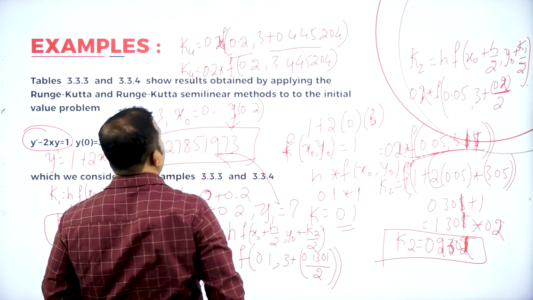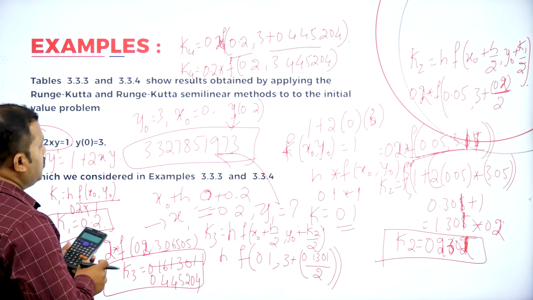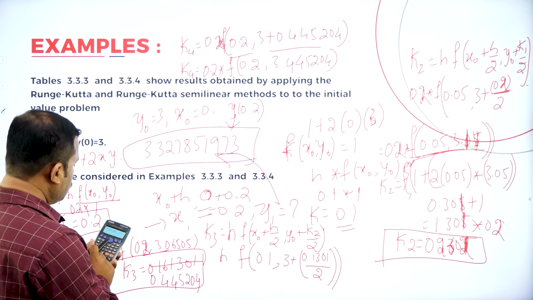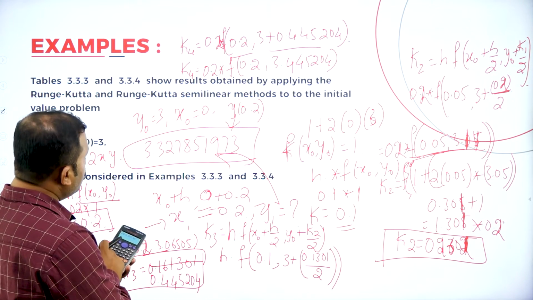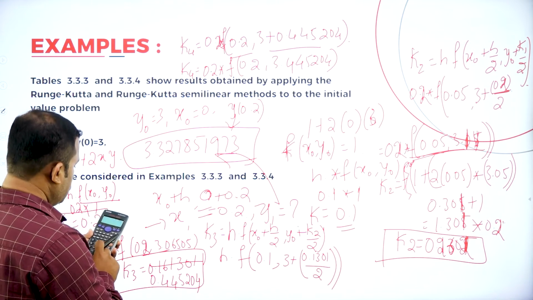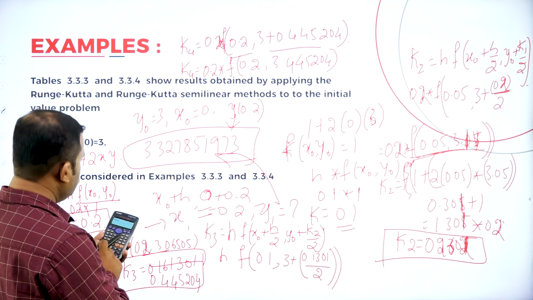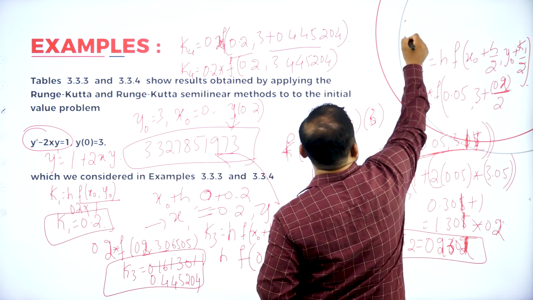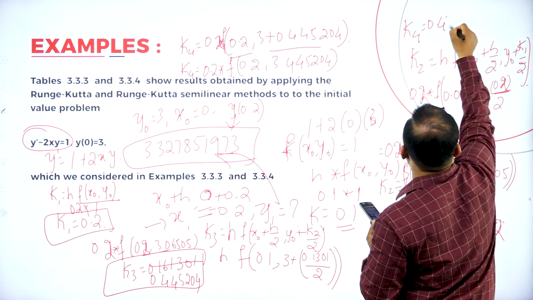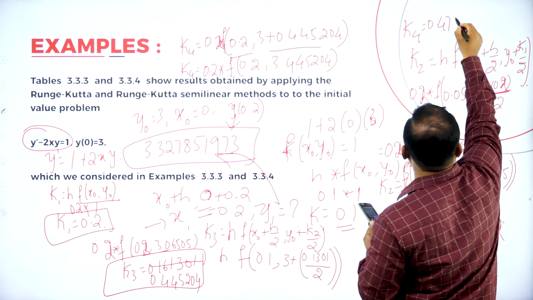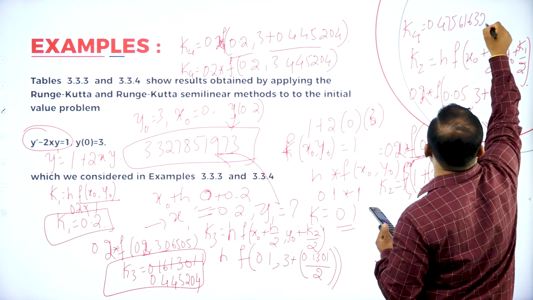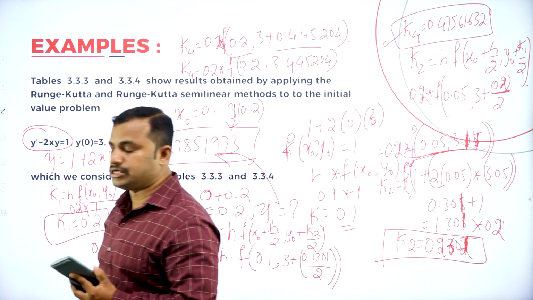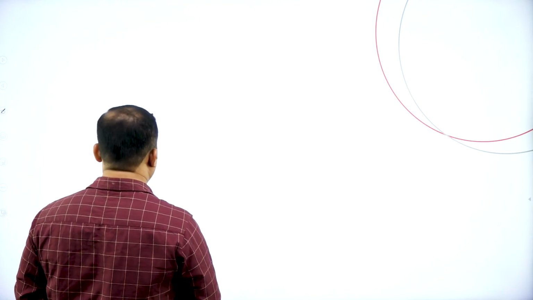So K4 is equal to what? If that is the case, we have the value 1 plus 2 times xy, that is 0.2 into 3.445204, that is equal to 2.37 into 0.2. We'll get the value which is equal to 0.47. That means K4 is equal to 0.47561632. We have the values like this: K1, K2, K3, K4. Now let me substitute this into that formula.